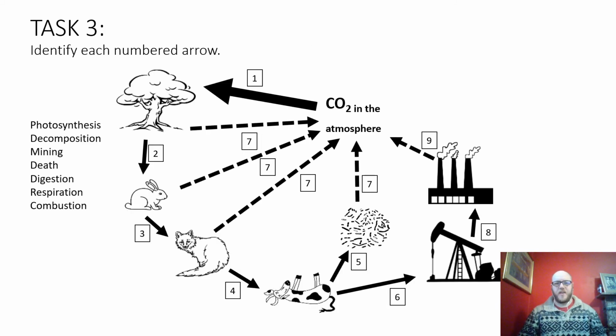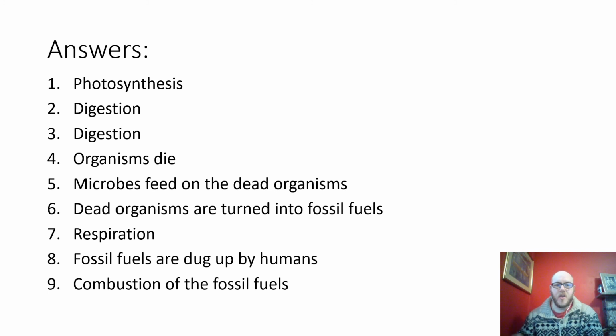Okay, task 3 is very similar. What I'd like you to do is use some of these keywords to try and identify each of these numbered arrows. Notice that some of those keywords may be used more than once. So here you go, process number 1, that's photosynthesis. The tree is taking in the carbon dioxide and photosynthesizing it, turning it into glucose.